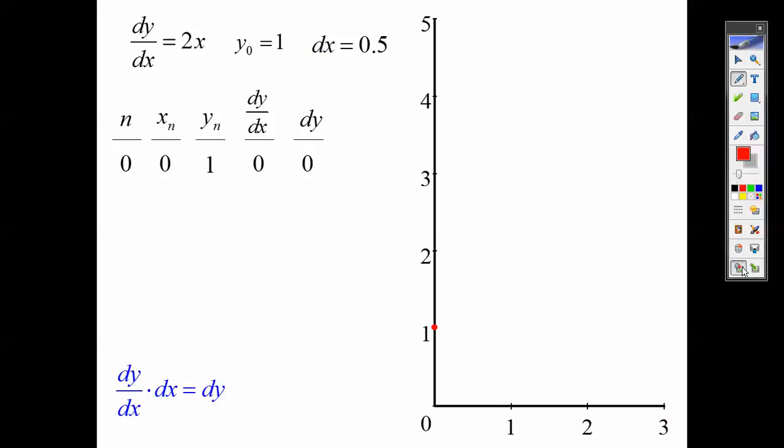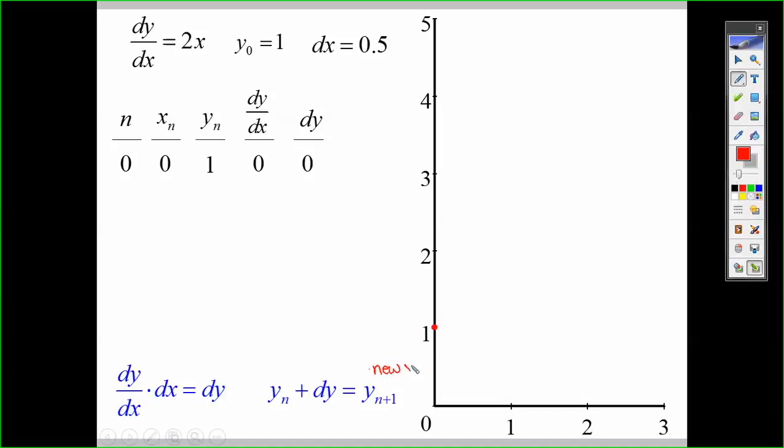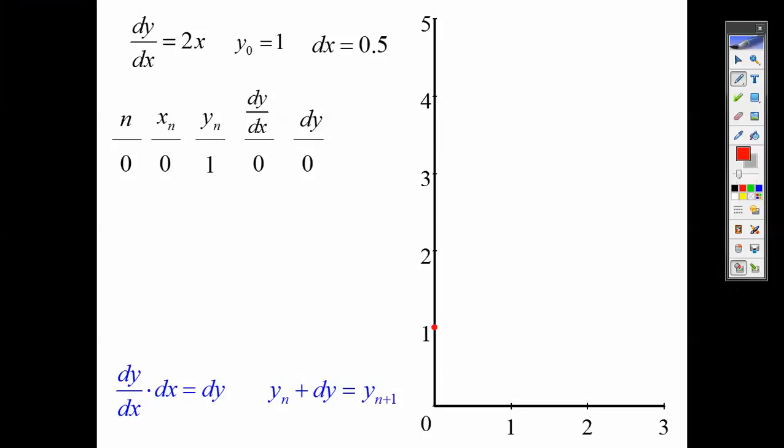So what's my new y value? That's what this means. My new y, think of this as my new y right here. My new y is going to be my old y plus my rise. Make sense? So my new y is going to be my old y plus my rise. How much did I go up? I add on or subtract, whatever, how much I went up. That's what that's saying. So that's going to be my last column, my new y.